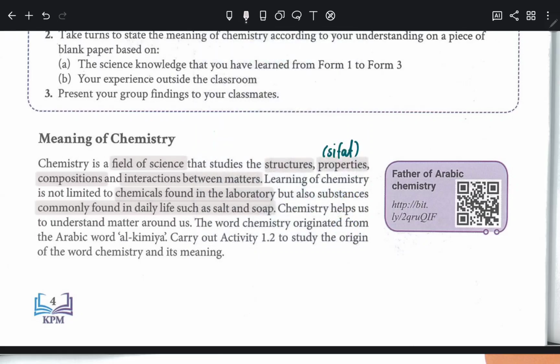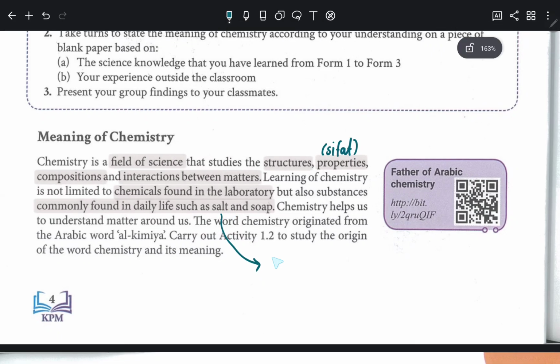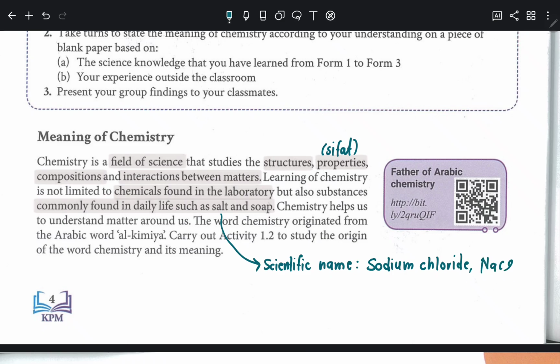Salt, tahu tak garam yang your mom guna kat dapur untuk masak tu pun chemistry juga. We call that sodium chloride. Okay, I write here salt, the scientific name. Scientific name ni you kena wajib ingat untuk salt. Scientific name, we call this as sodium chloride, natrium chloride dalam bahasa Inggeris, bahasa Melayu. Okay, sodium chloride with the formula NaCl. And soap.